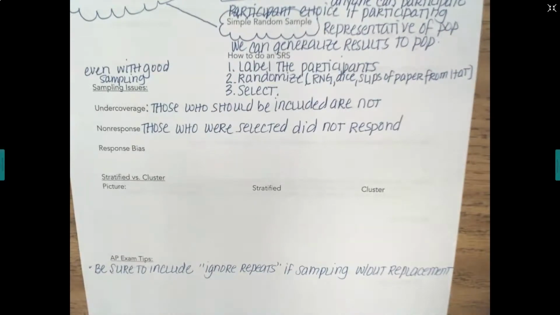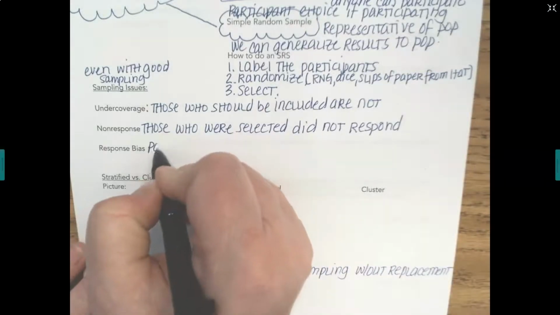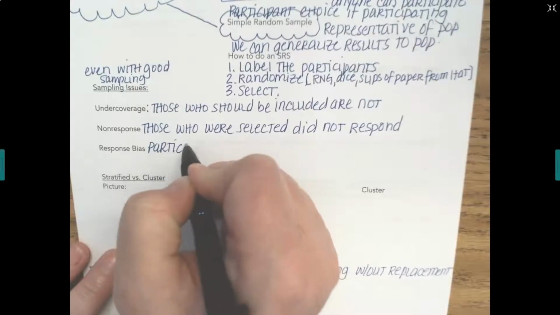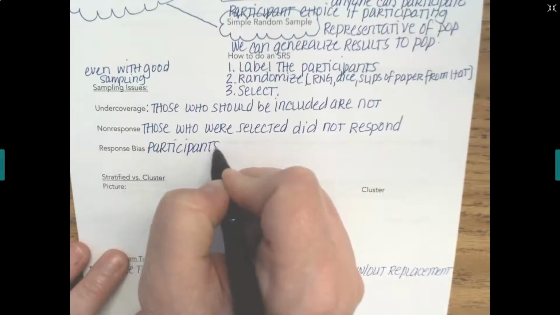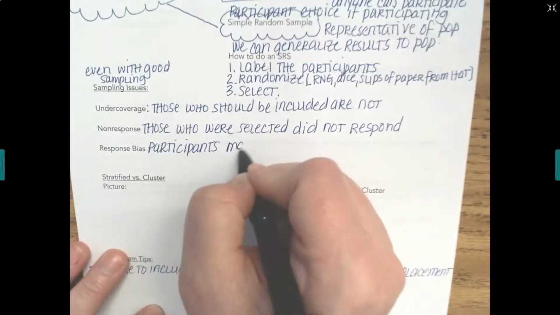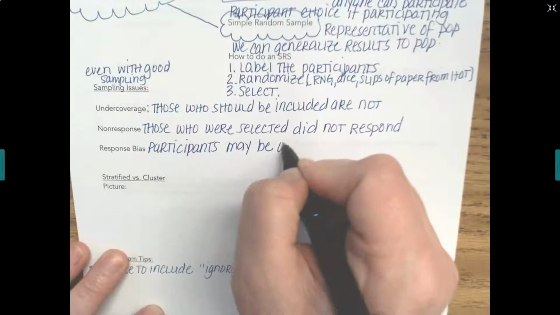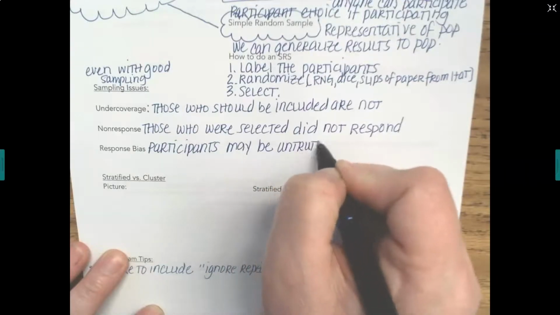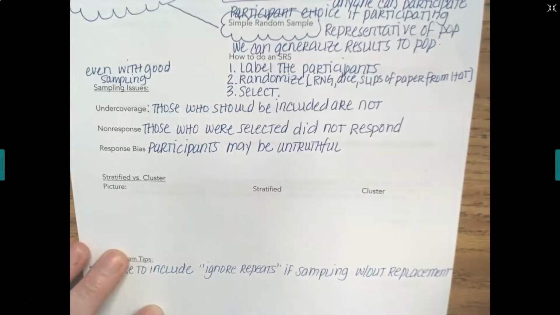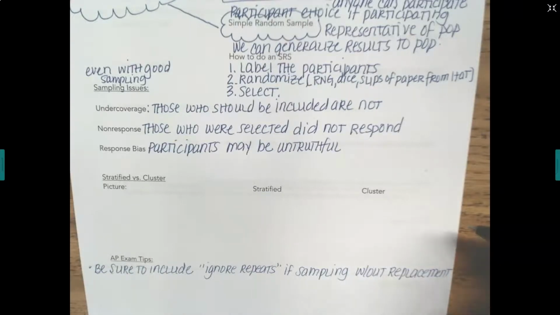And the third thing that we can run into, even with good sampling, is a response bias. And that can be as simple as the participants are untruthful, and maybe they're not intentionally untruthful. Maybe they just don't remember an answer, and so they reported a wrong number or something. So in our case, maybe the student's embarrassed about riding the bus because they hate it so much. And so they just say, nope, I don't ride the bus, when in fact they do. That would be a response bias because they told us an answer that didn't match what was actually going on.